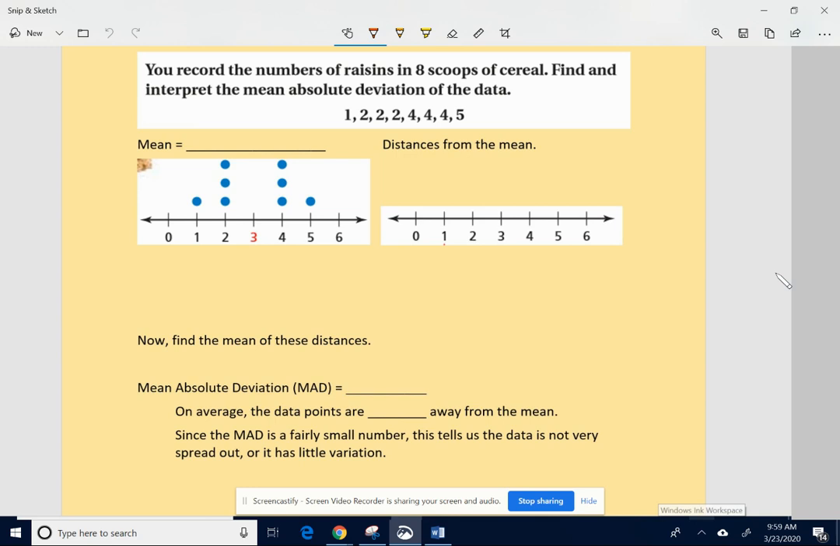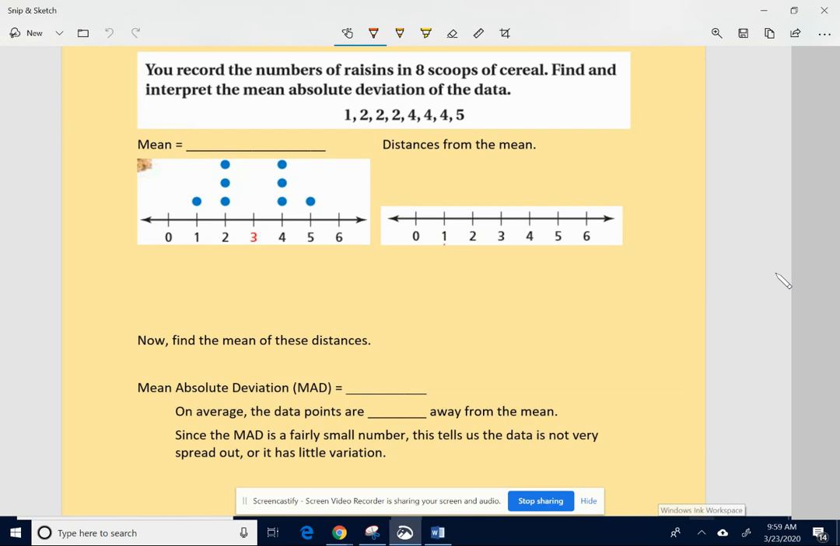Okay, we're going to work with mean absolute deviation. It sounds a lot more confusing than what it really is. Mean absolute deviation is just telling us, on average, how far away your data is from your mean. So it's kind of like showing how close together your data is. But in particular, on average, how far away is your data from the mean value?